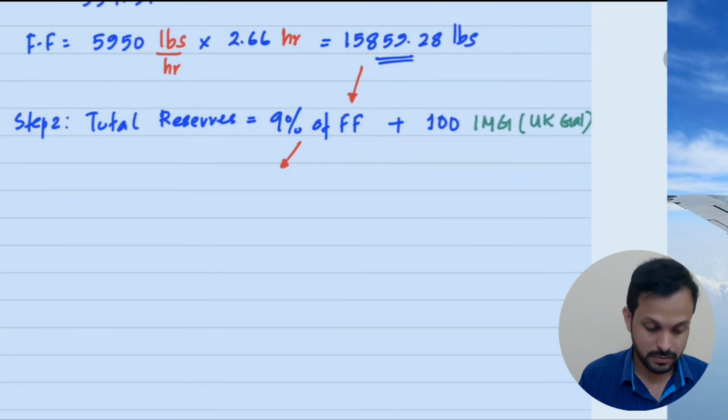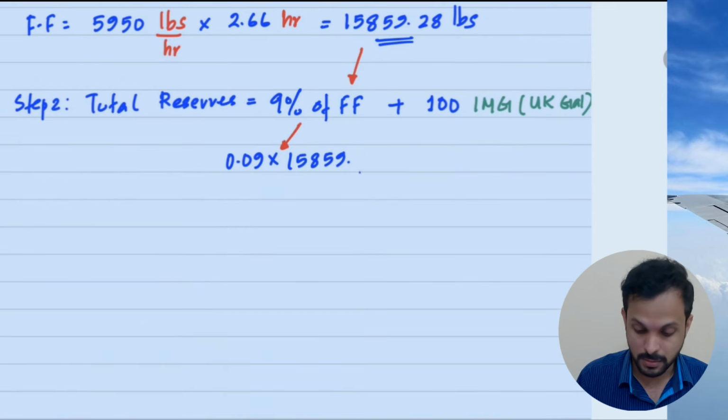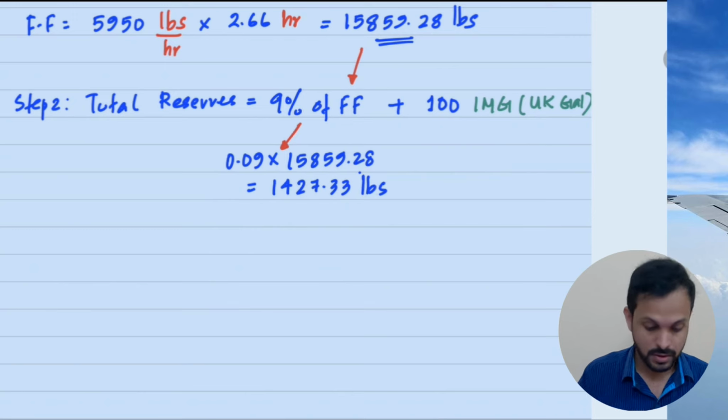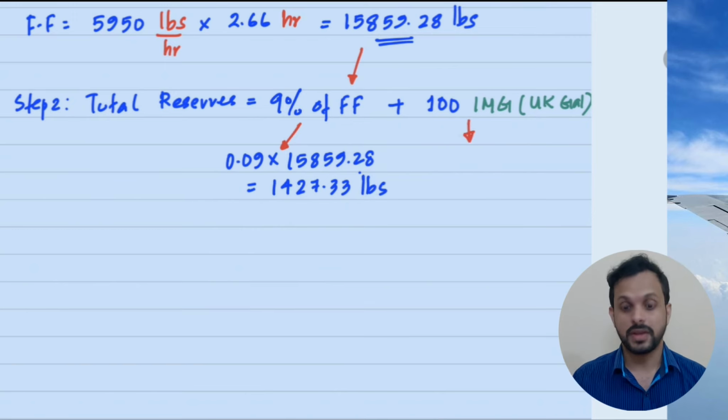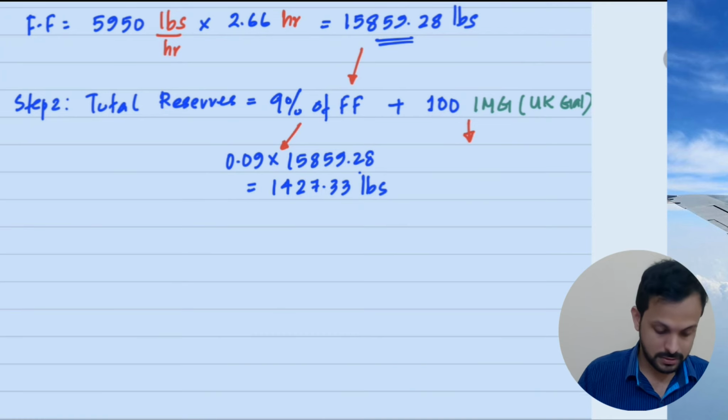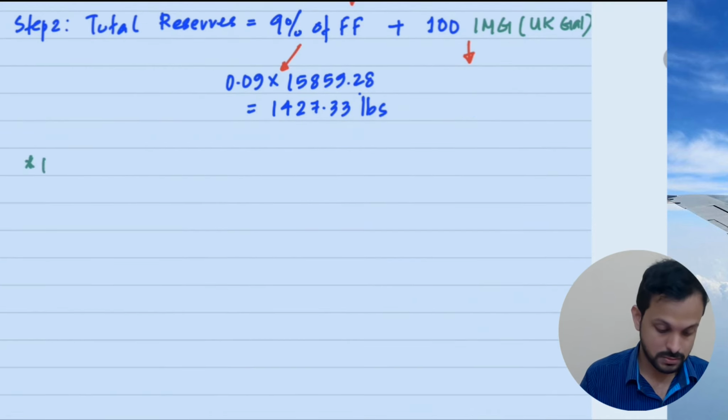That's the first part to determine. So 9% of flight fuel will be 0.09 times 15859.28, and that's 1427.33, and that is in pounds. Now let's find out 100 Imperial gallons in pounds. So before that, let's go to a short note here.